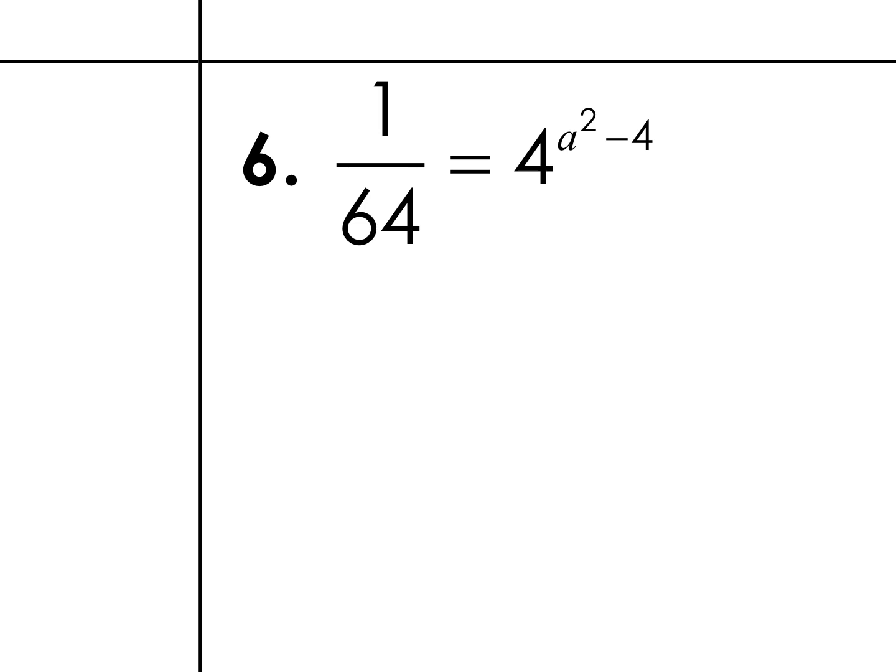So, would it be easier to turn the 4 into a 64 or the 64 into a base 4?